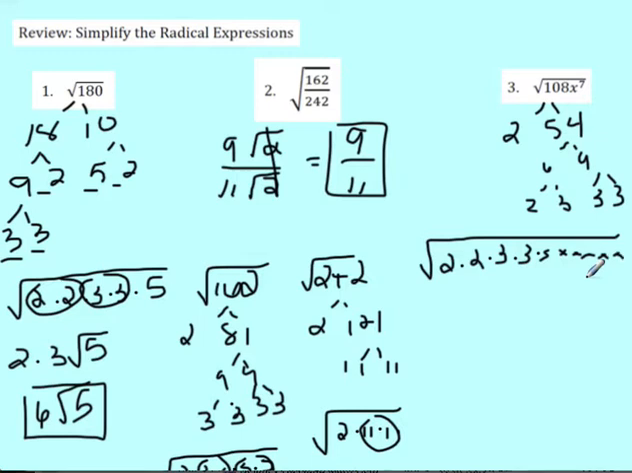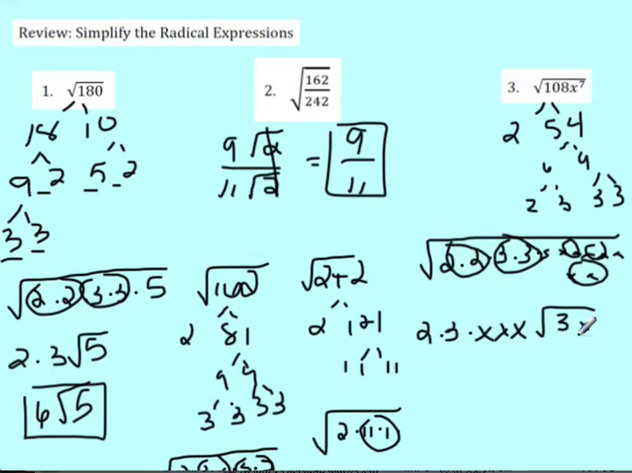I ended up having to continue on the next line there. So I have 1 pair of 2's, 1 pair of 3's, and 3 pairs of x's with 1 x left over. So on the outside, I'm going to have 2 times 3, and then that multiplied by 3 x's. And then left underneath the radical, I have 3 and an x. Well, 2 times 3 is 6. X times x times x is x cubed. So I have 6x cubed times the square root of 3x. And that's your final answer for number 3.